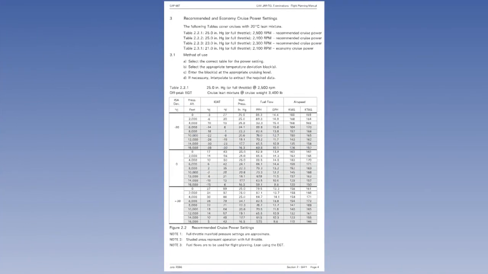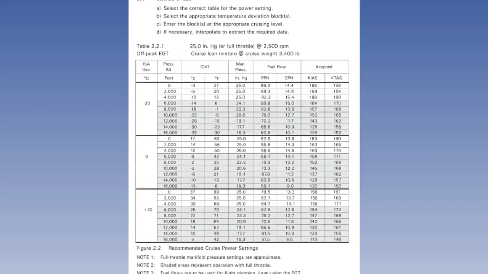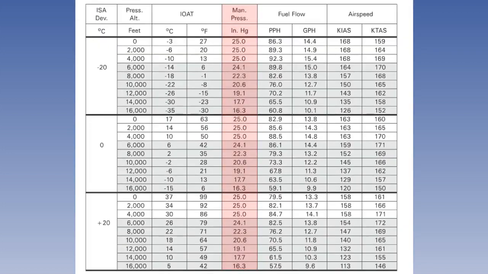Firstly, let us turn to page 4 of Section 2, which is entitled Recommended and Economy Cruise Power Settings. On page 4 is the data for the cruise. Notice that manifold pressure is measured in inches of mercury, which is abbreviated to IN/Hg.